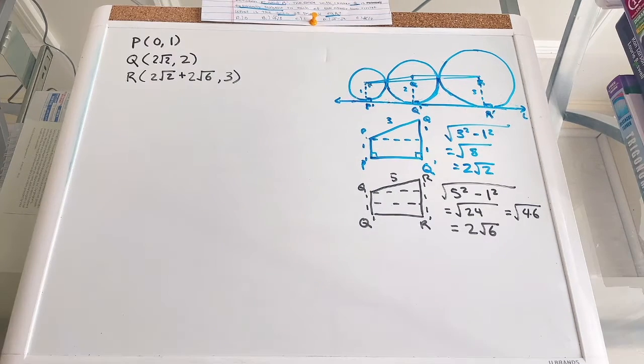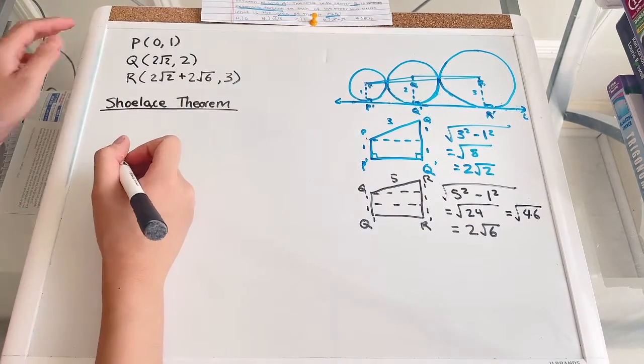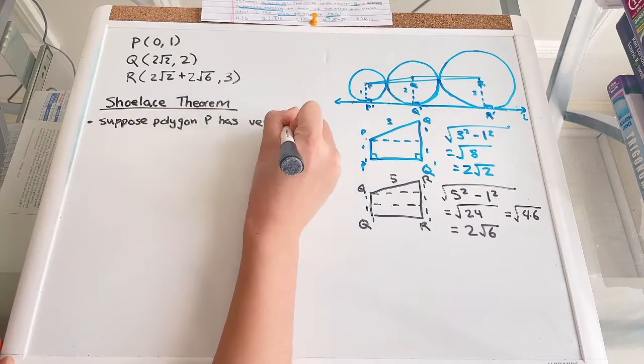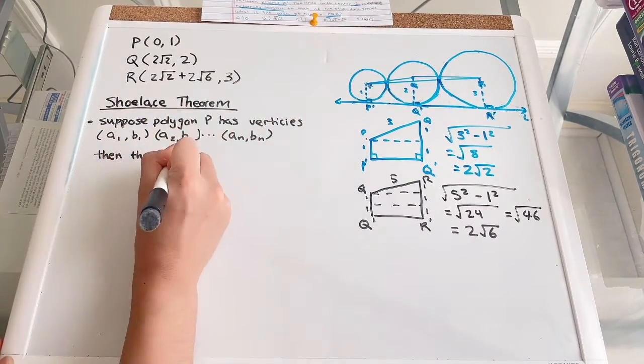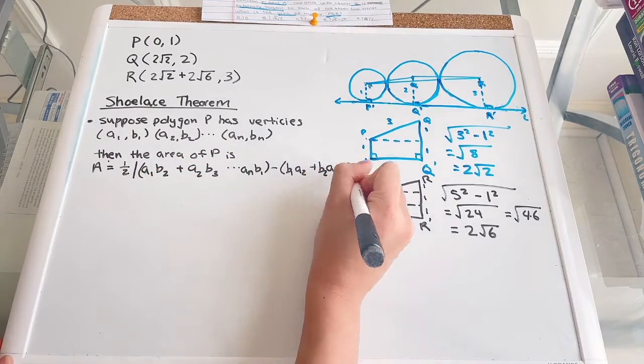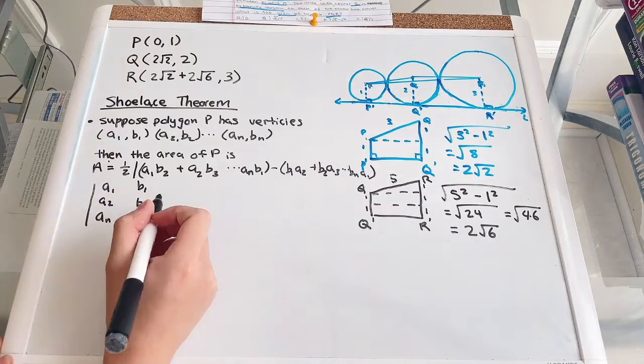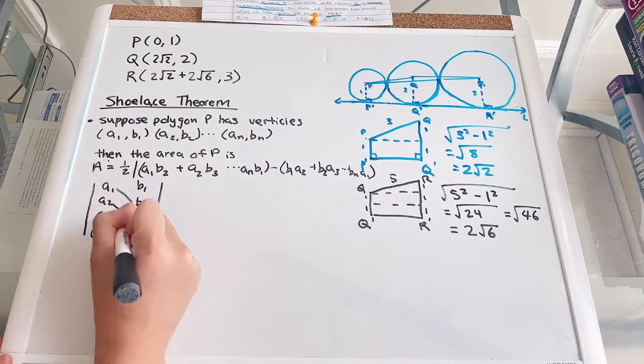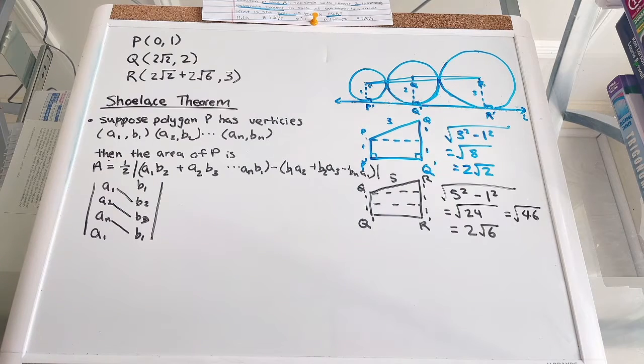Now we can use the Shoelace Theorem. The Shoelace Theorem is actually for any polygon. So a shape with any number of sides, you can use this theorem to find the area of the shape. The Shoelace Theorem states that suppose polygon P has vertices A1, B1, A2, B2, and all the way to An, Bn. Then the area is 1/2 of the absolute value of A1 B2 plus A2 B3 all the way to An B1. And then you subtract the sum of B1 A2 plus B2 A3 all the way to Bn A1. This is called the Shoelace Theorem.